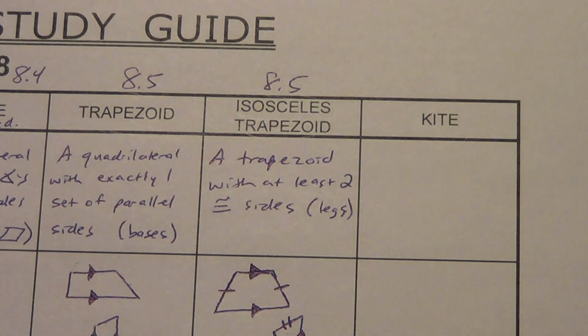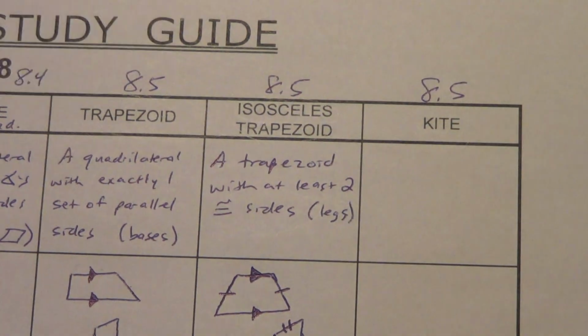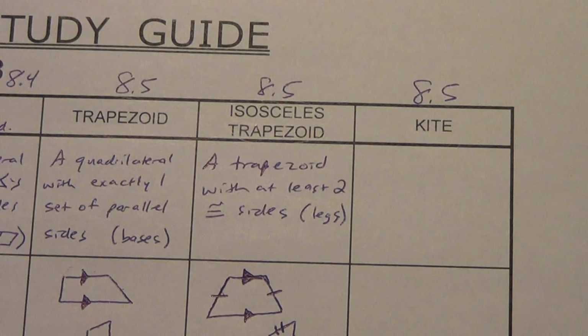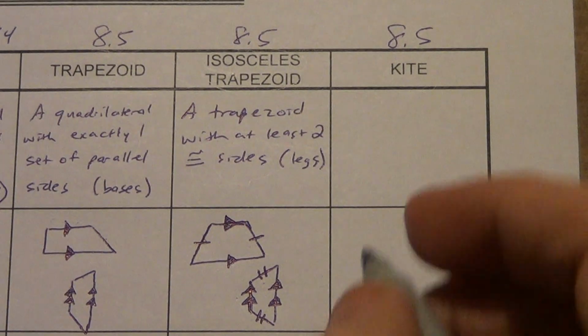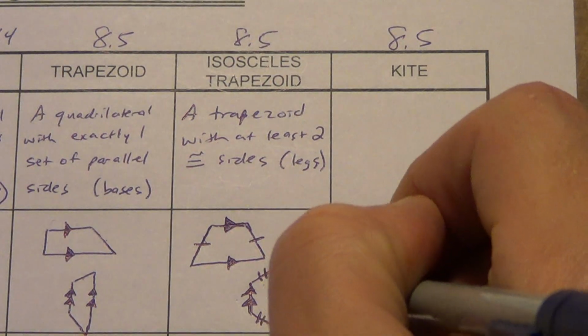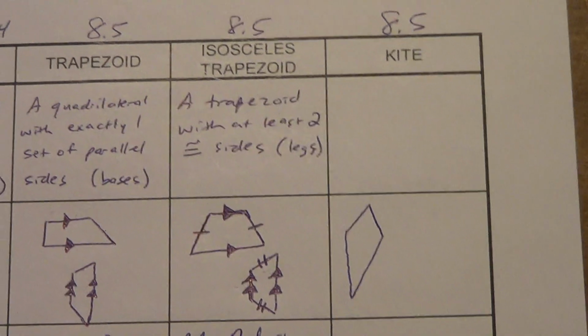Alrighty, last part of lesson 8.5. We're going to talk about a shape called a kite. So what in the world is a kite? Well, let me draw an example and then we'll come back to that definition. A kite looks like that. Yeah, it looks like a kite.